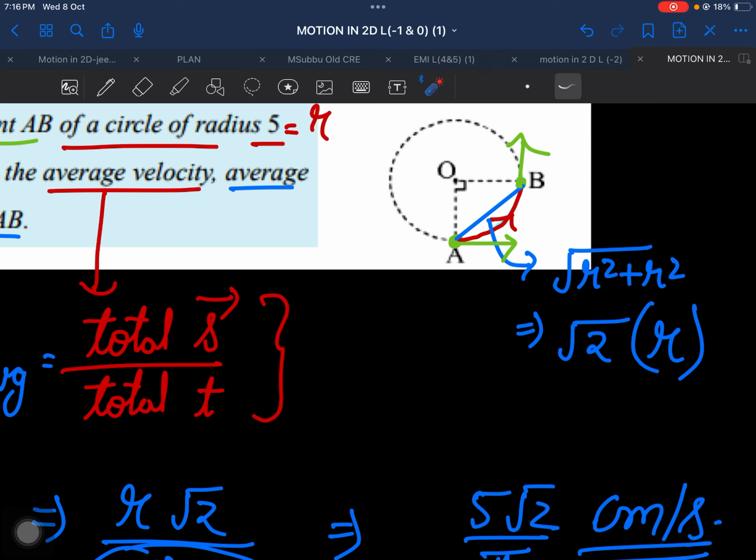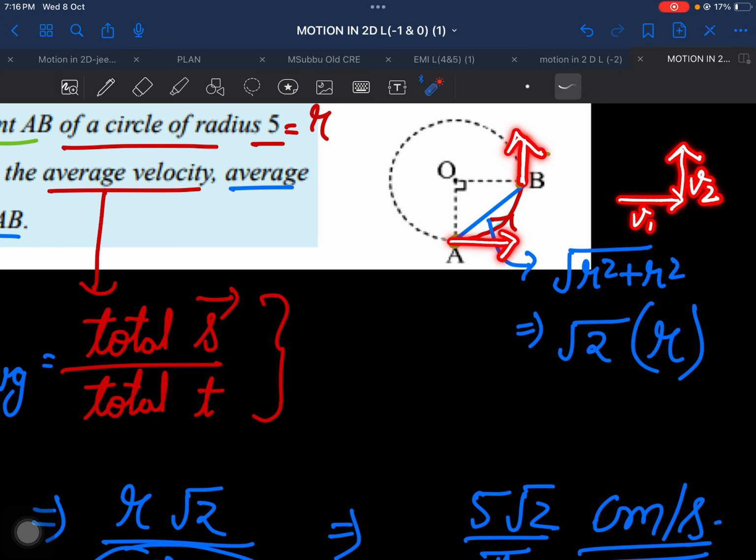Initially, the velocity is tangential, right? Here in this direction. And finally, the velocity will be tangential again in this direction, right? So what is the change in velocity? Just think. This is your initial velocity, and this is your final velocity. So what is the change? How will you find the change in velocity? This is your v1, this is your v2, from vector.